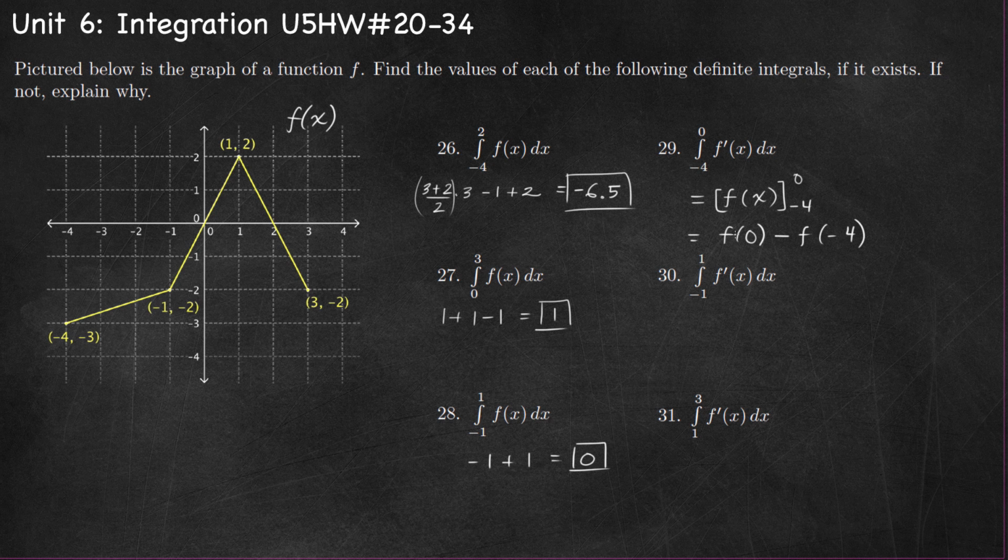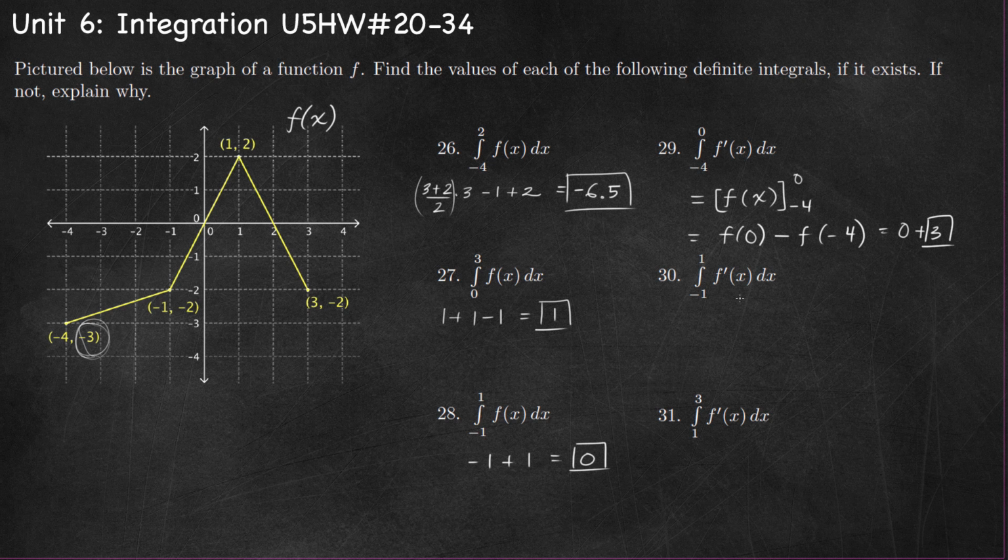And the values for f I can read from the graph. F of 0 is 0. F of -4, right here, is -3. So 0 minus -3 is just 3.